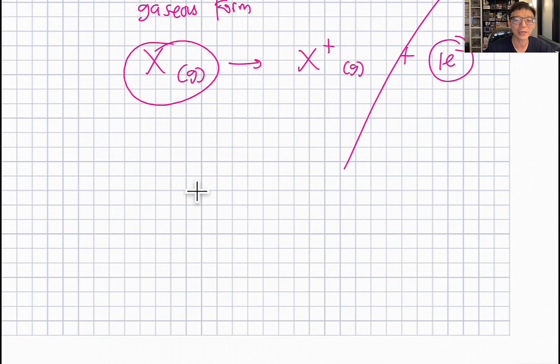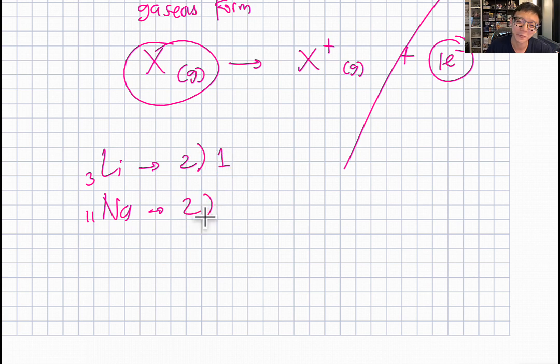So I would also like you to imagine, let's use this example because it's easy: lithium and sodium, 2, 8, 1. Imagine that you're trying to strip one electron. You're stripping this thing, and you have 3 protons here, and you have 11 protons here.